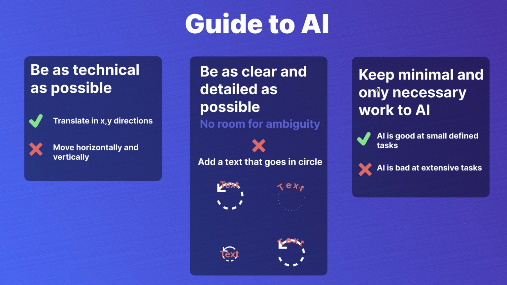So the third thing, keep minimal and only necessary work to AI. So for example, if you are implementing a parallax effect, you will just add all the images and place them to their correct positions, and also add the text and do whatever you can using the editor, and only leave the complex things or whatever is meant for the AI to the AI. So AI is good at small defined tasks and AI is bad at extensive tasks. That's one thing.